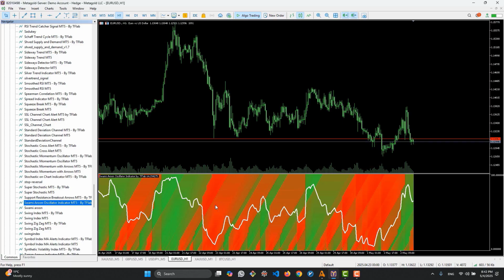this line, which is specifically marked in green and red colors, is red, it indicates a downtrend, and when it is green, it indicates an uptrend. Let's go over the settings of this indicator together.